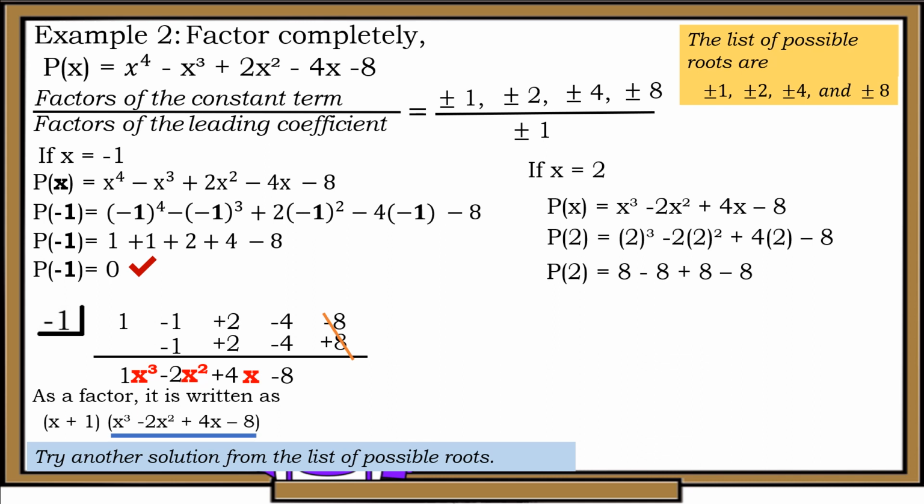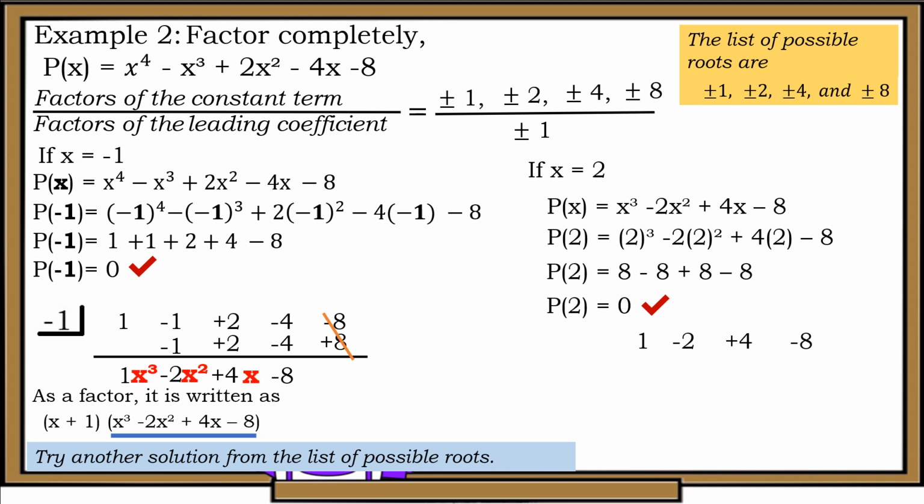Substitute the value of x by 2. So, 2 cubed minus 2 times 2 squared plus 4 times 2 minus 8. 8 minus 8 plus 8 minus 8. Therefore, P of 2 is equals to 0. So, dahil nag-0 siya, ibig sabihin, x is equals to 2 is a solution. Magagamit natin siya sa ating synthetic division.